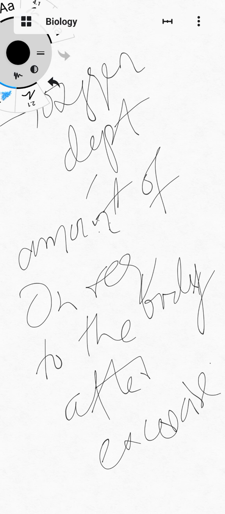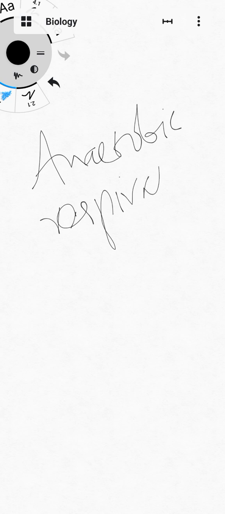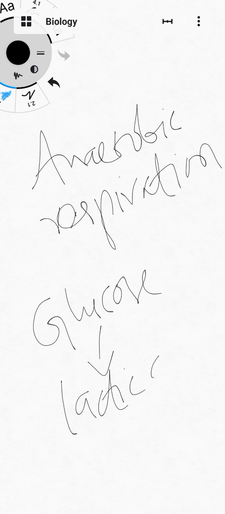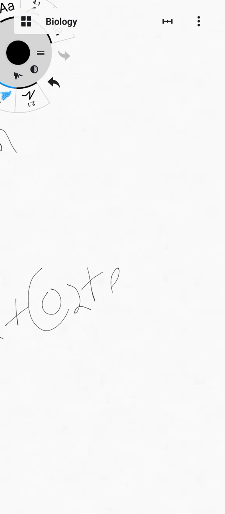Here we have anaerobic respiration. You might know what anaerobic respiration is; it is a very basic topic. Respiration which does not involve oxygen is known as anaerobic respiration, right? In anaerobic respiration, glucose in your body gets broken down into lactic acid, and then the lactic acid breaks down into carbon dioxide and energy in the form of ATP, adenosine triphosphate.